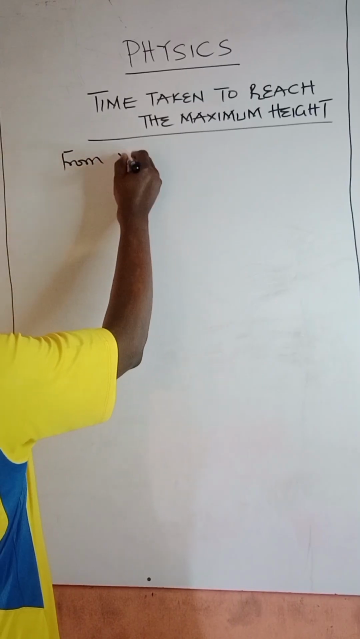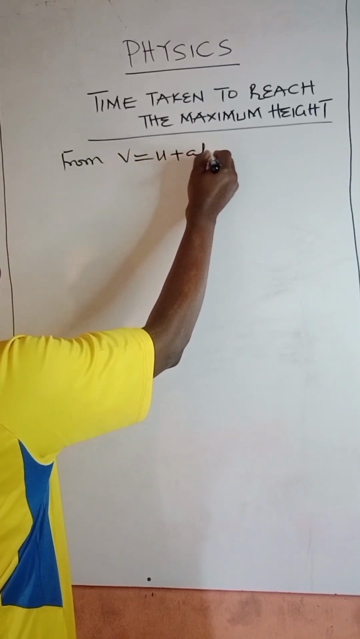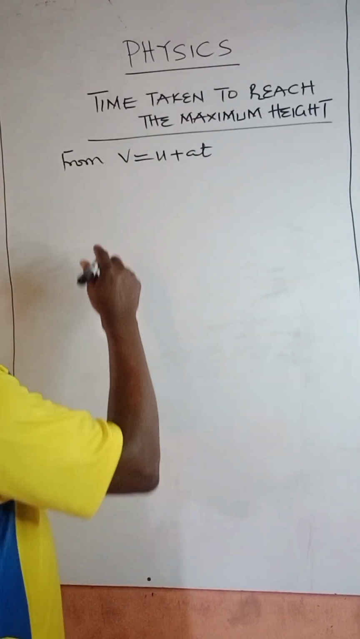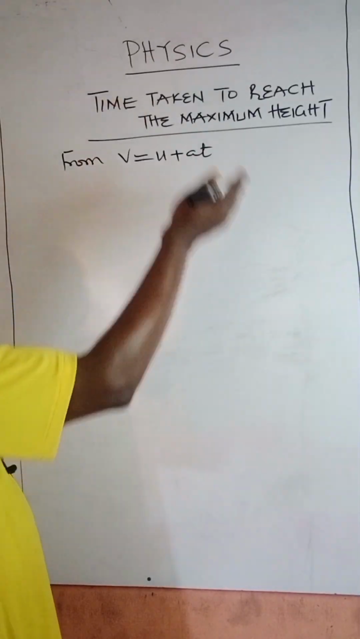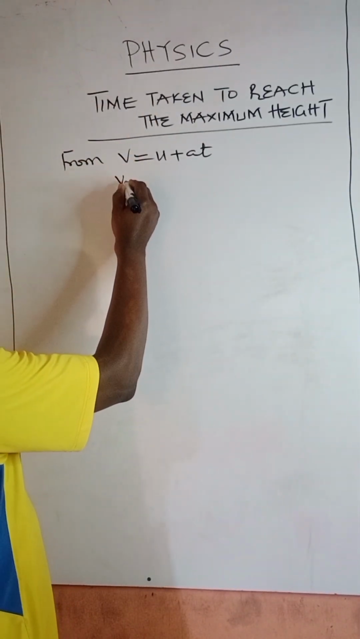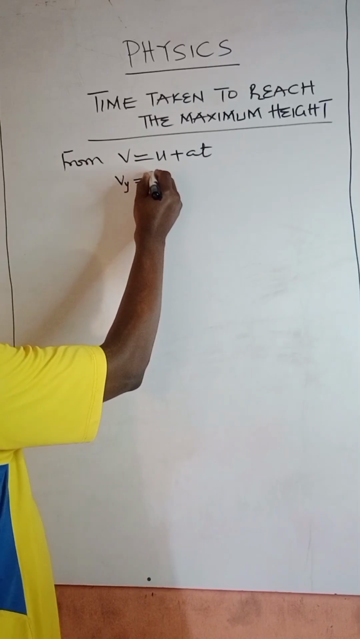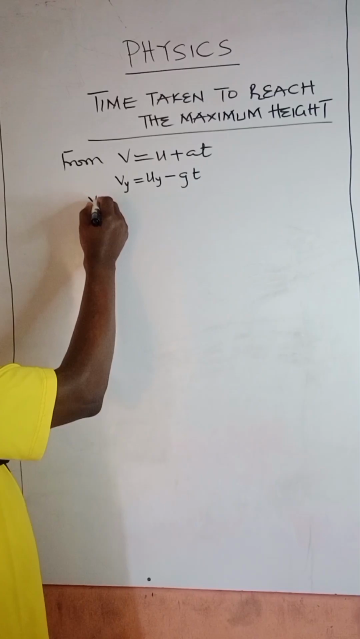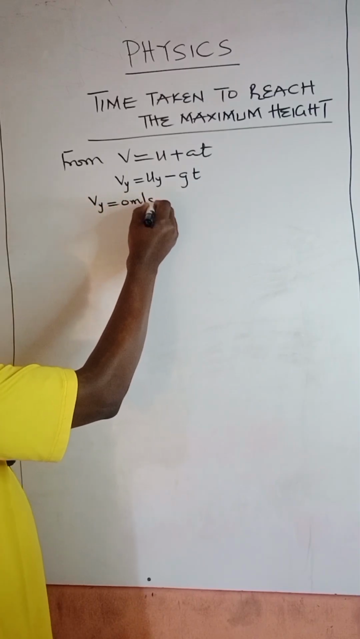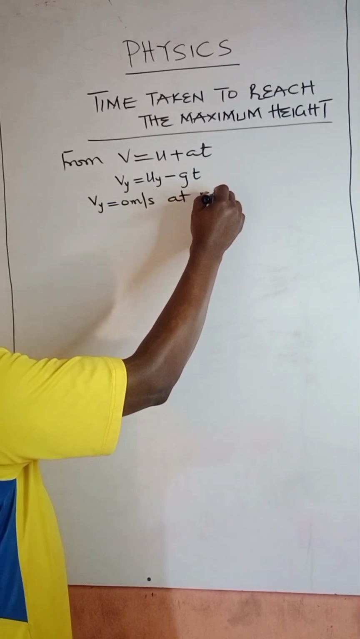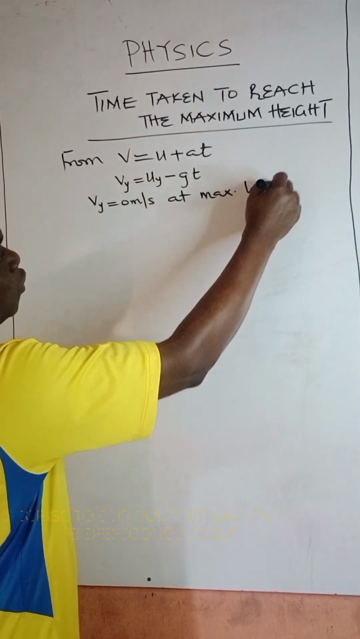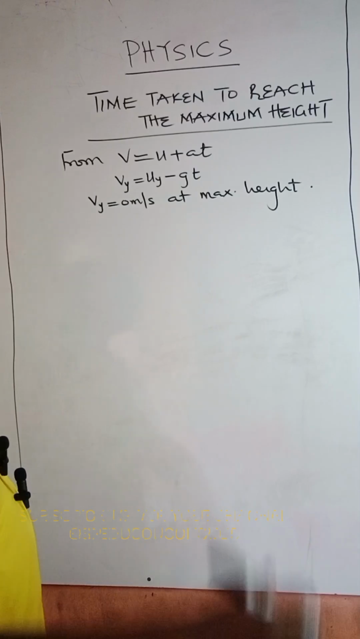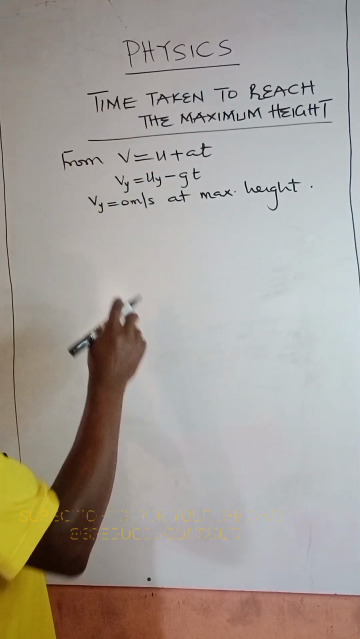From v is equals to u plus at. We are dealing with vertical. Time taken to reach the maximum, so it will be Vy is equals to Uy minus gt. And remember, Vy is equals to 0 meter per second at maximum height. We have done this. The velocity of the body projected vertically upward at maximum height is equals to 0 meter per second.